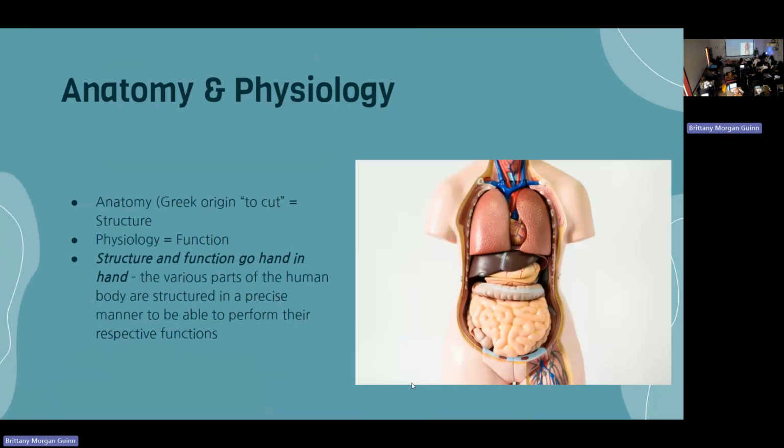Yes. So, anatomy from the Greek origin to cut. Anatomy means we're looking at the structure of something, how it is formed, the shape of it, the internal structures. Physiology is the function. What does it do? Anatomy and physiology are intertwined because the structure is generally designed for its particular function. Each organ of the body is built to perform its function. So they can't be studied separately. We have to look at anatomy and physiology together.